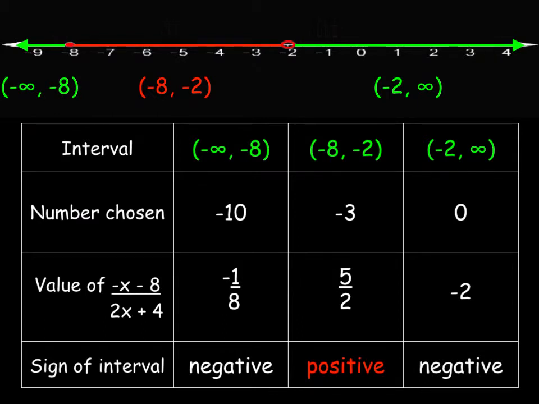We want to include the value negative 8 in our solution because it's where the rational expression is equal to 0, so we change the round paren there to a square paren. We should not include the endpoint negative 2. The rational expression is undefined there, so we leave that as a round paren on negative 2.